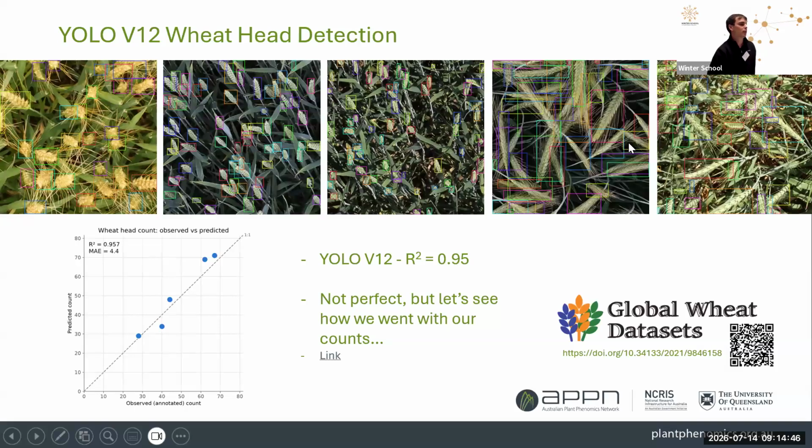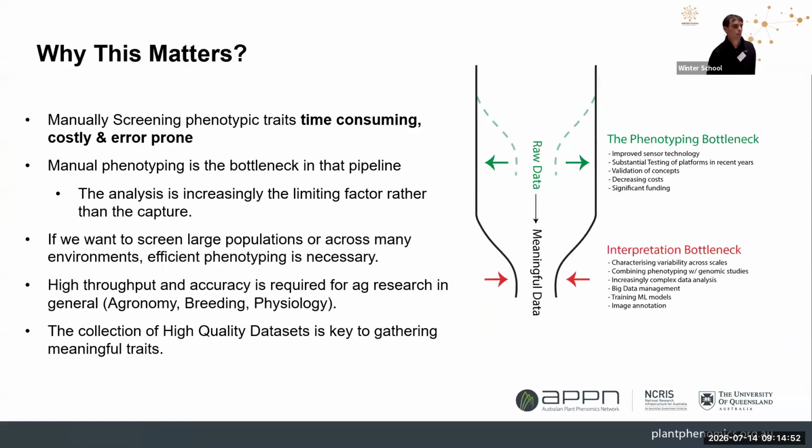The one. Okay, so yes, time consuming, error prone, and yes, we have methods that can do this quite well. So why is this important? Manually screening traits is very time consuming. It's costly and it's error prone in breeding pipelines, but also just in crop science in general. I think manual phenotyping is a big bottleneck.